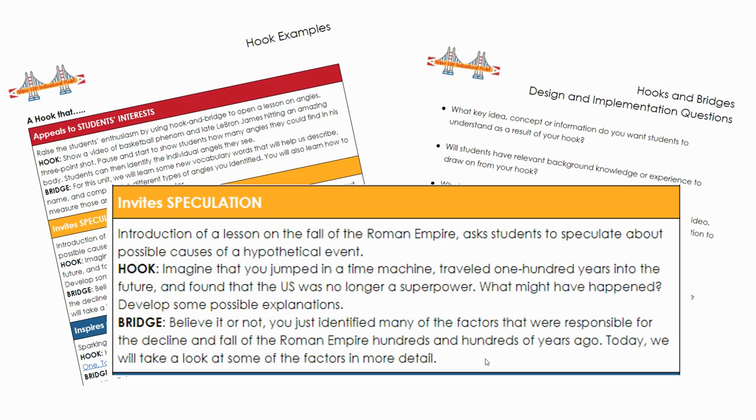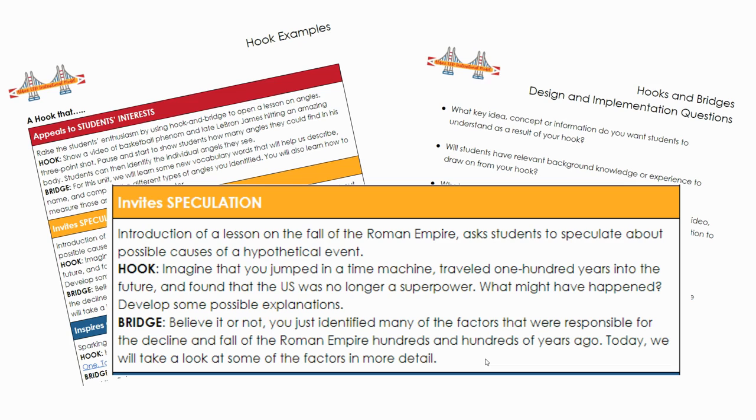Your hook would include imagining that you jumped into a time machine, traveled 100 years into the future, and found that the U.S. was no longer a superpower. What may have happened? And the students can then develop some possible explanations. So you're taking a big idea and just having them think through it.